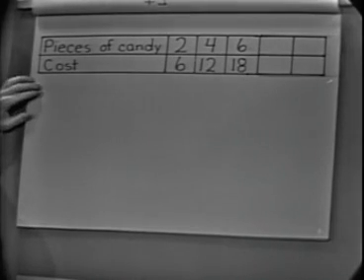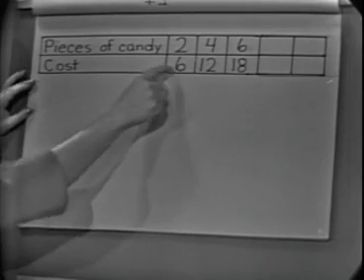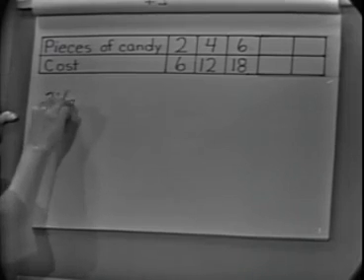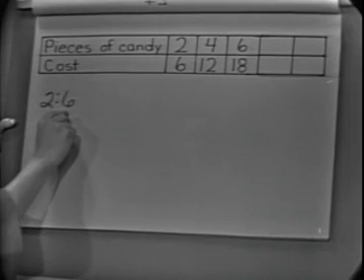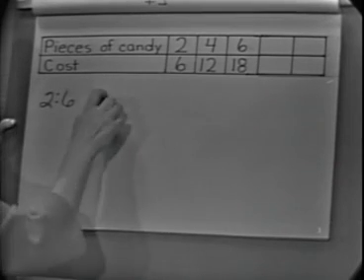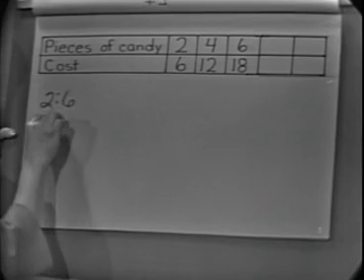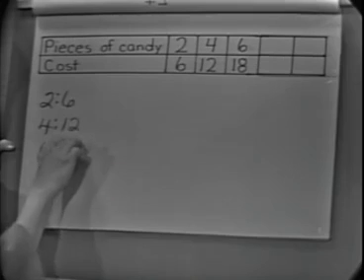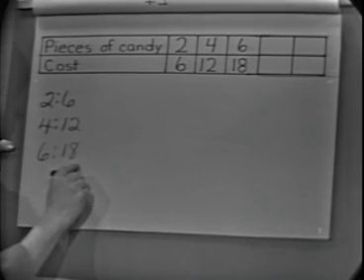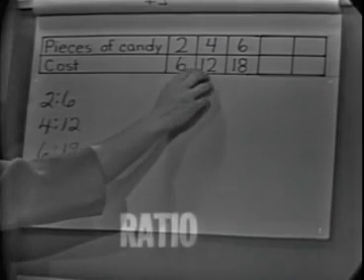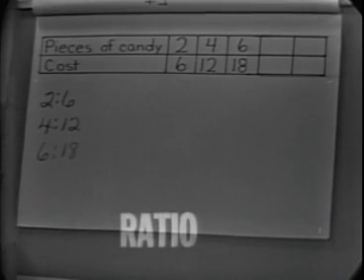We have here then, we can think of the pair 2, 6. We can write it in this way. Read 2 is to 6, or 2, 6. The property is also described by 4, 12. Read 4 is to 12. Also 6, 18. Read 6 is to 18. The property common to all the situations indicated in the table is called a ratio.